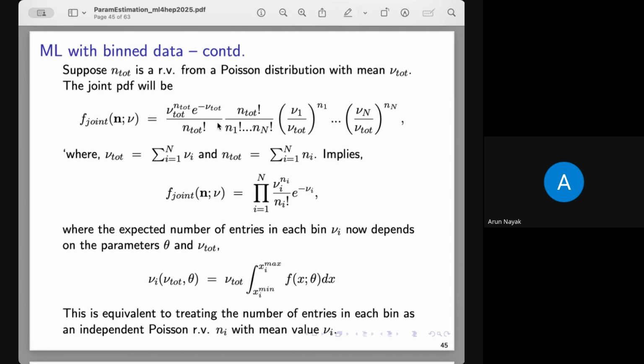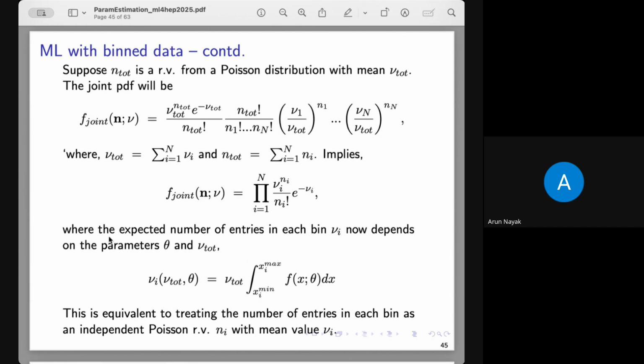When you do this, and then simplify the total expression, you will get that this joint probability is simply a product of Poisson distributions for the individual bins. So you can write it in this form. Here you can see that it is like ni events of type 1 with the expectation nu i, similarly for N such bins. So this is basically equivalent to treating the number of entries in each bin as an independent Poisson random variable ni with mean nu i.